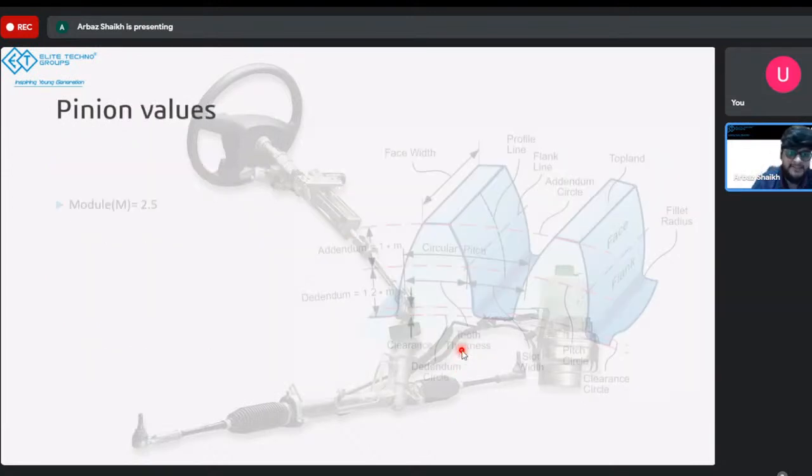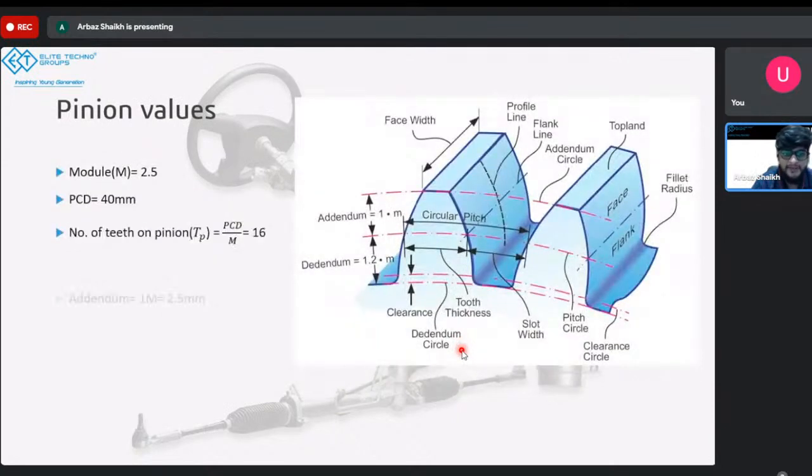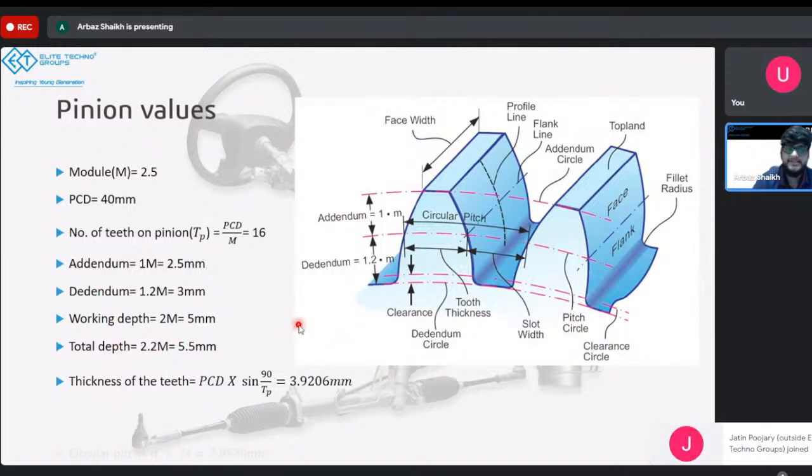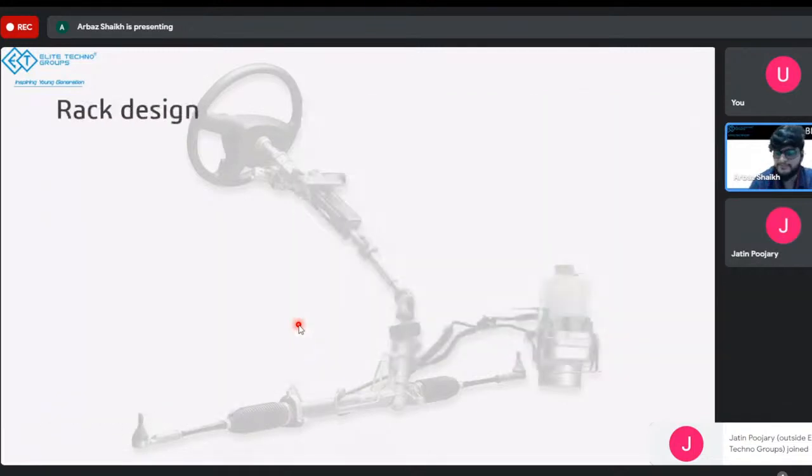And then with this, we used the module and some empirical values, and we calculated the values for the pinion, which came out to be the module, pinion PCD, and number of teeth, which is basically PCD upon module, since module is the ratio of PCD and number of teeth. And then we calculated the addendum, working depth, total depth, and the thickness of the teeth by using the empirical values. Similarly, we went to rack travel calculation.